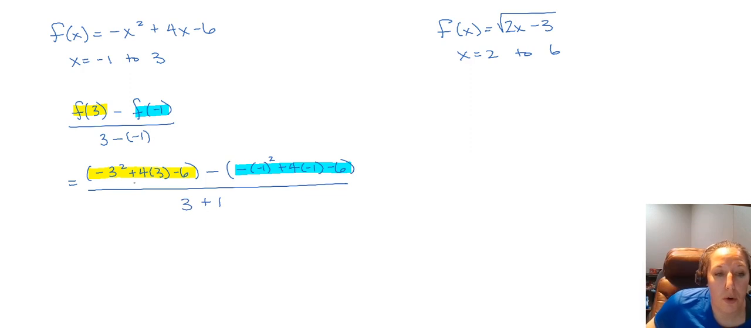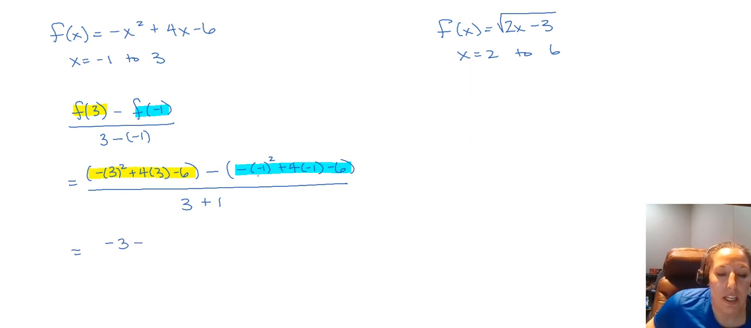Now you've got to remember order of operations on this. This negative out front is not in parentheses, so it is not part of our square. You can think of this as 3 squared and then multiply by a negative. So that's going to be a negative 9 plus 12 minus 6. I believe that simplifies to negative 3.